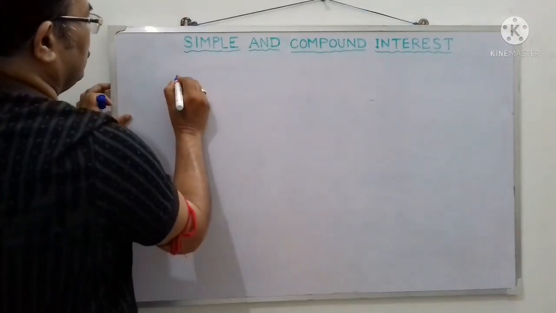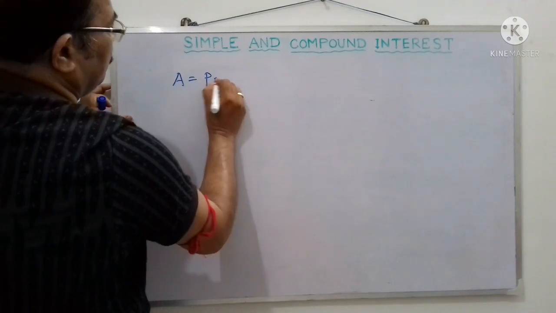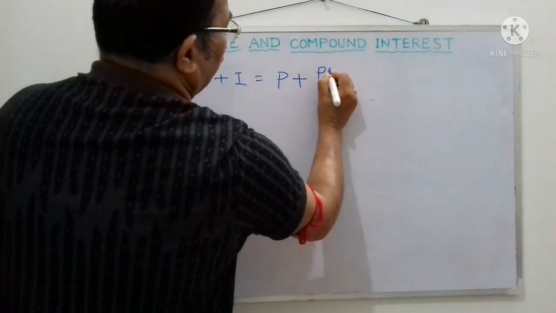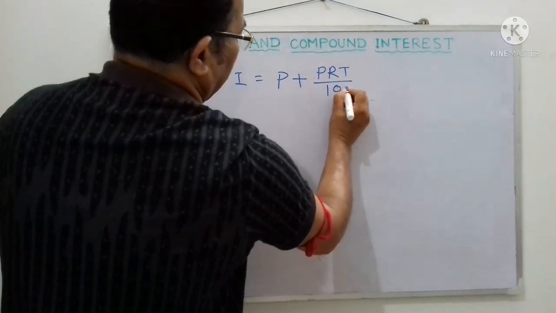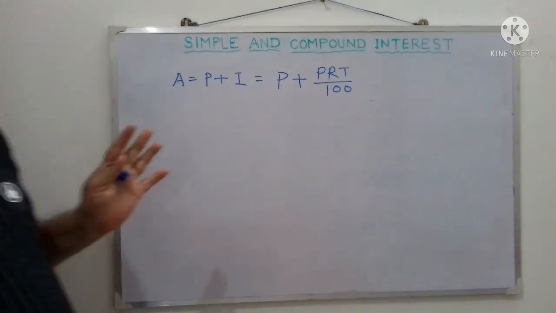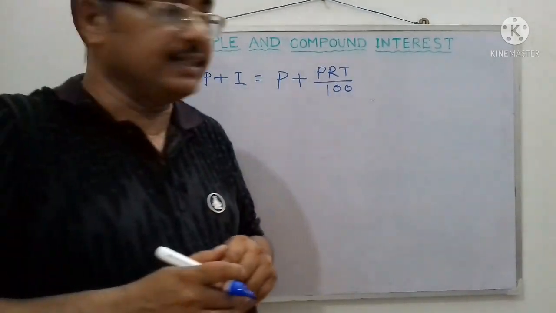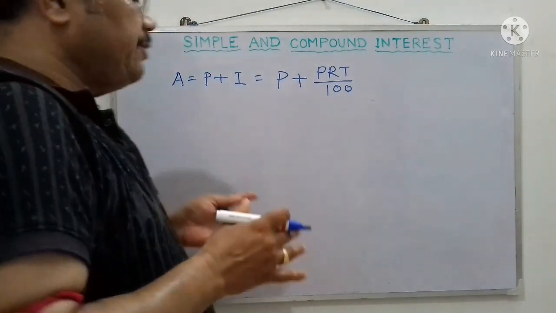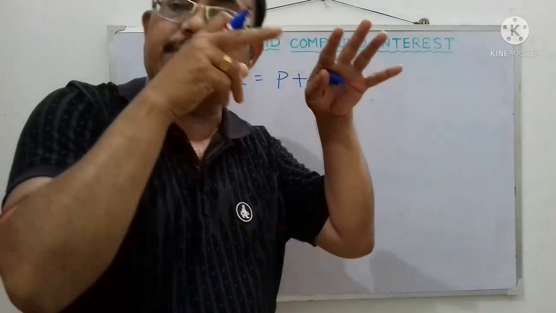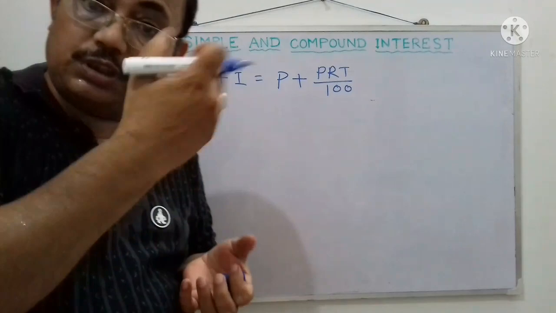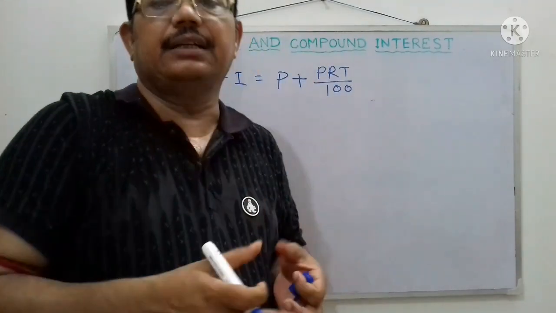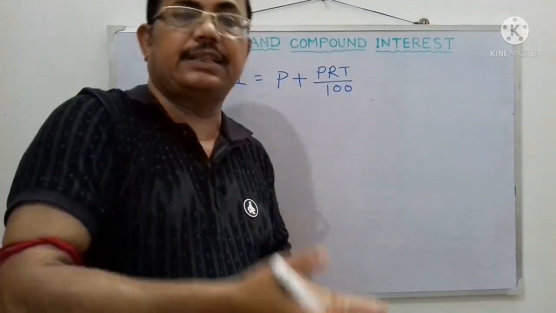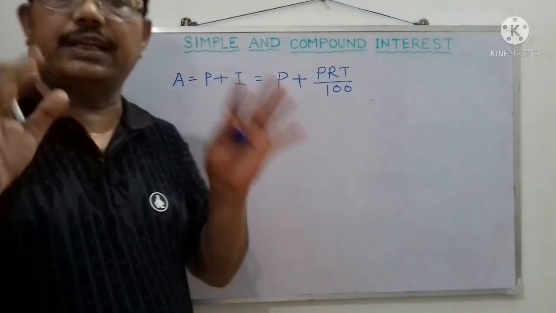As interest equals PRT by 100, amount equals principal plus interest, that means P plus PRT by 100. This is called simple interest in the sense that principal is not increasing here. That means if some amount is deposited in the bank, then the interest is withdrawn after each year. If the interest is payable annually and withdrawn at the end of every year, that means principal is not increasing.